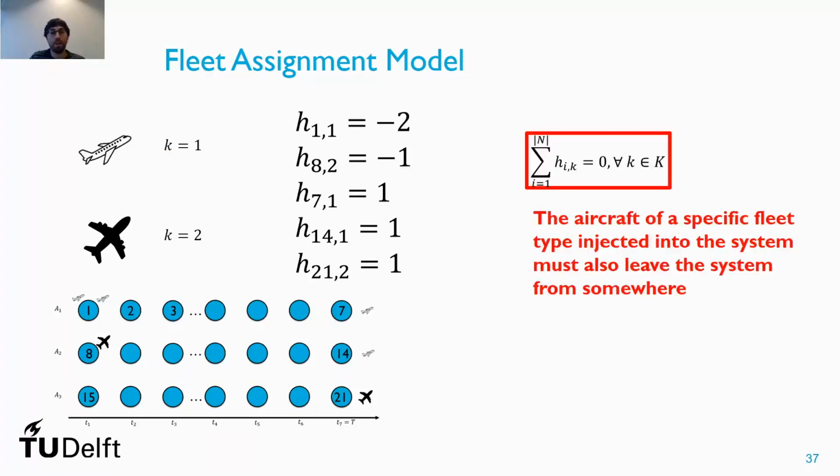And just an extra note, the summation of all H's for a given K across all nodes should be 0. This means that whichever number of aircraft of a specific fleet type we initially inject into the system should also leave the system. So this is a first check. If the summations do not coincide, it means somehow an aircraft either appears or disappears all of a sudden within the network, which is not possible in our case.